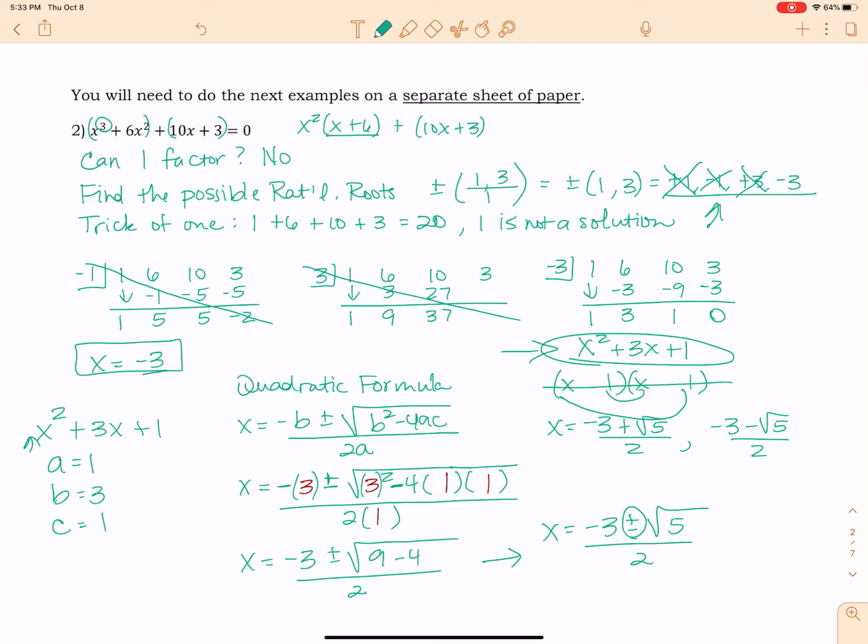And of course, I already found over here that X is equal to negative 3, so my 3 solutions are right there. Excellent, beautiful, gorgeous. Okay, we'll do the next example in the next video.